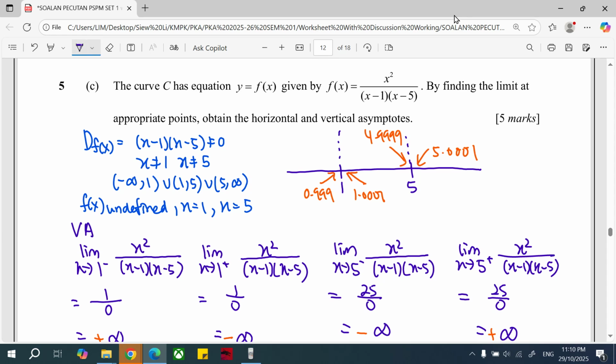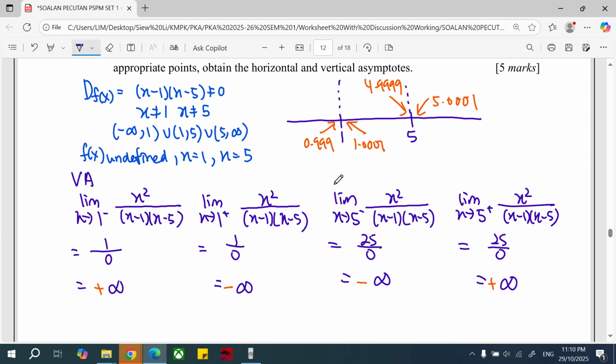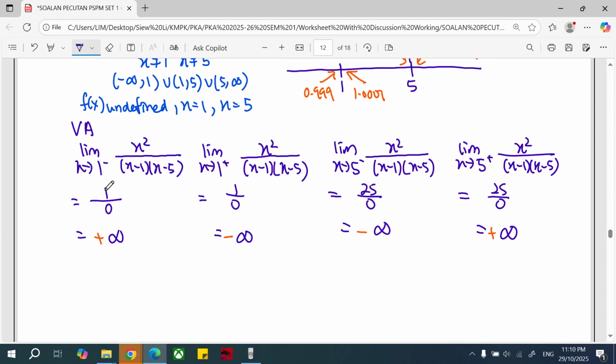So after we calculate that, when we get our function getting infinity, negative infinity, from here we can conclude that x equals 1 that we find and x equals 5, there are vertical asymptotes.